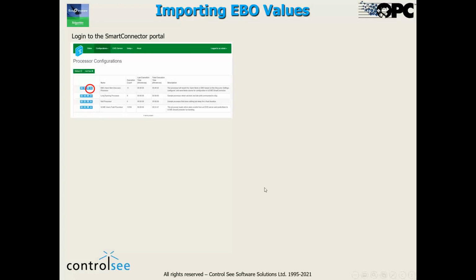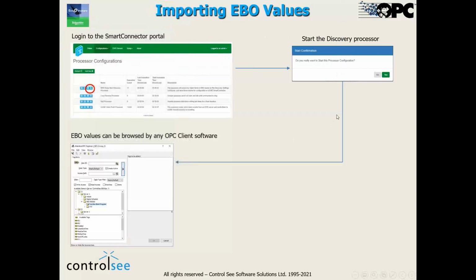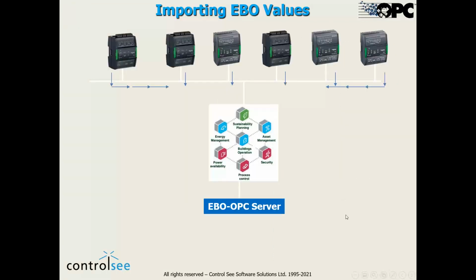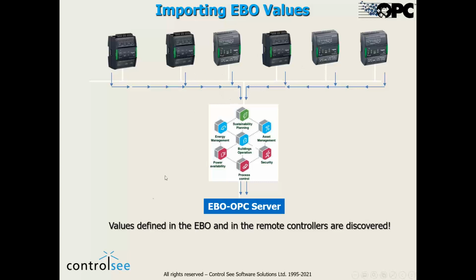And now I shall explain how I import my EBO values / points into the EBO-OPC server. So what I need to do is to log into the SmartConnector local portal and simply click on the start. There is the discovery processor. All I need to do is start this arrow. Once I do that, the discovery processor starts and all the values are available for the OPC client to browse, select, and view in any OPC clients. The discovery processor scans all the connected controllers and retrieves all the values that are defined in the EBO and in the remote controllers.